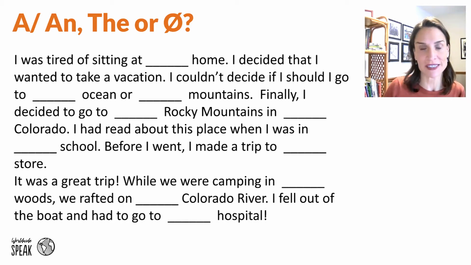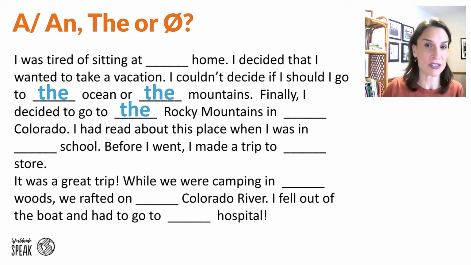Okay, let's check. Let's read this together. I was tired of sitting at home. No article here with home. I decided that I wanted to take a vacation. I couldn't decide if I should go to the ocean or the mountains. Remember, we use "the" for some reason when we're talking about the mountains or the ocean in general terms. Finally, I decided to go to the Rocky Mountains. The name of the range gets "the," in Colorado.